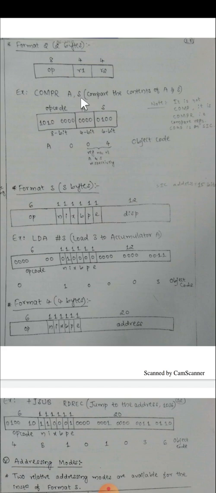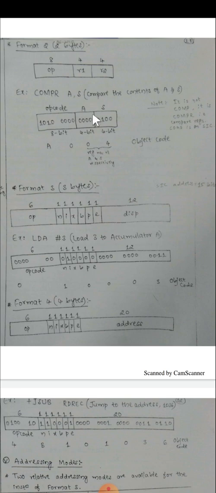Okay, then what is the meaning of this instruction? It compares the contents of the A register with the B register. Note that I have written here, it is not COMP, it is COMPR. It means that it compares the registers. COMP is on the SIC machine. COMPR is available only on the SIC/XE machine.